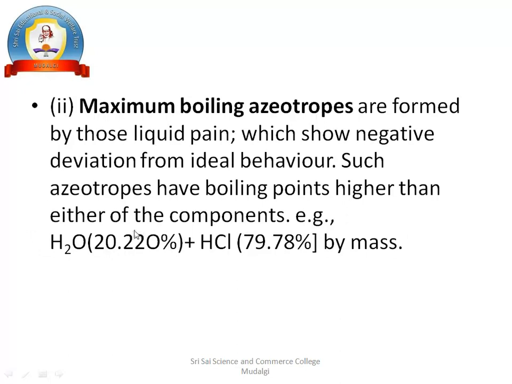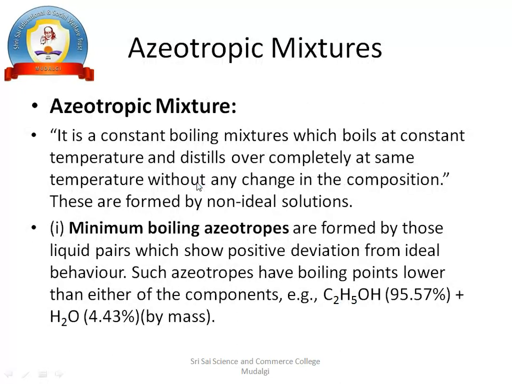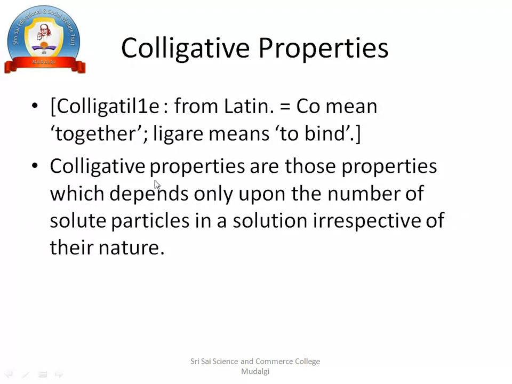The ratio is given there. But mainly you can concentrate on the definition of an azeotropic mixture. It is a constant boiling mixture which boils at a constant temperature and distills over completely without any change in the composition at the same temperature. That is called azeotropic mixtures.